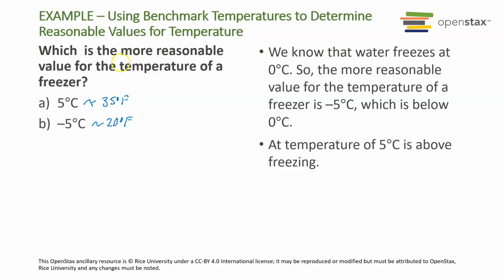So which is more reasonable for a freezer? Well, definitely negative 5. We want to be below freezing, so negative 5. Another way you could have answered this question, what's a more reasonable value for a freezer? Well, you want to be below 0, right? And remember, in Celsius, 0 degrees Celsius is freezing. So that's when water freezes. So that would be our pick. So B is more reasonable for a temperature of a freezer.